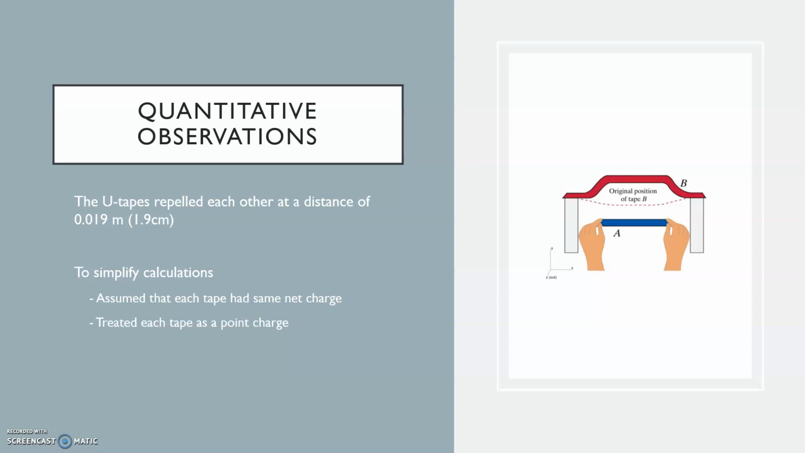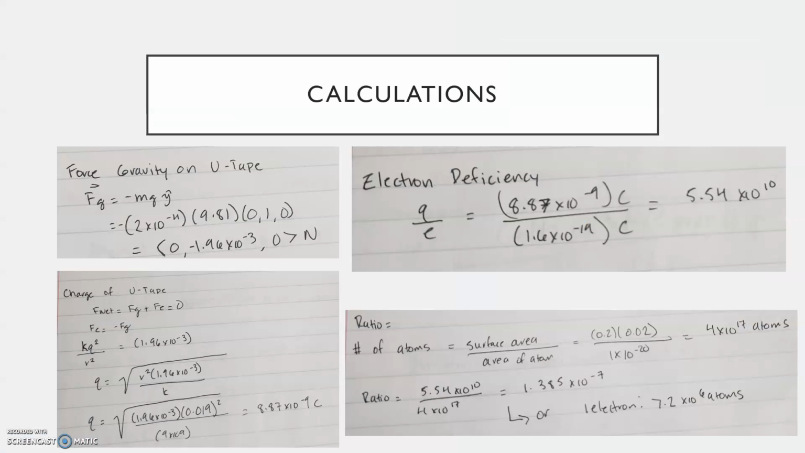To simplify the calculations shown on the next slide, I assumed that each tape had the same net charge since they were created the same way, and I treated each tape as a point charge in order to use the point charge formulas. I first calculated the force gravity on the U-tape by multiplying mass, gravity, and the y vector. I then set force electric equal to force gravity, and to solve for charge, I solved for Q. I found Q to be the square root of r squared, which was the distance squared, times force gravity divided by k, or 8.87 times 10 to the negative 9th coulombs.